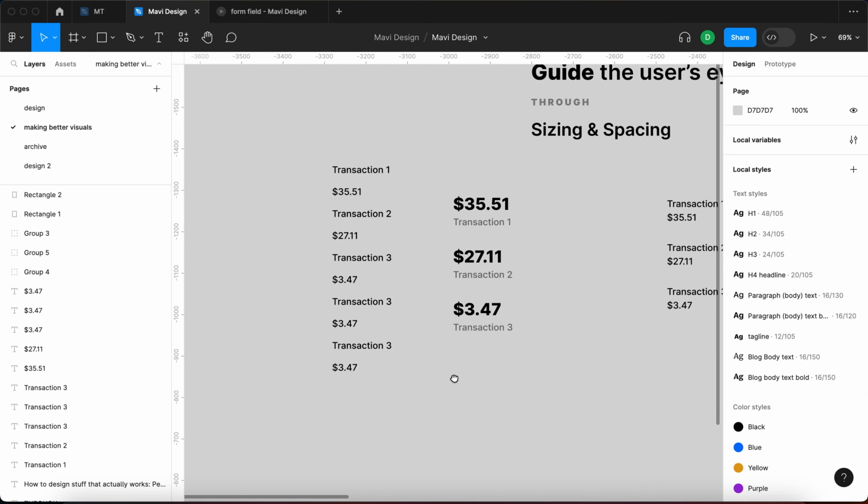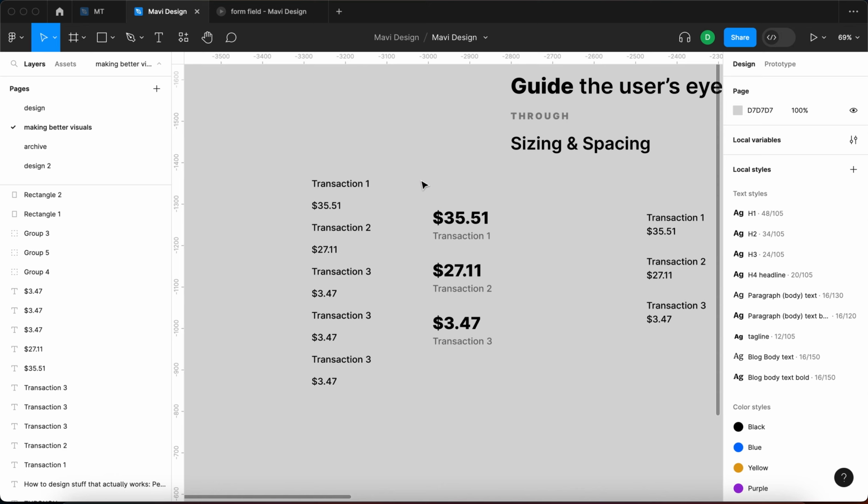So if you want to design well, you need to consider how the brain is processing information, and you need to take that into consideration when designing your layouts, right? So this is one of those situations.